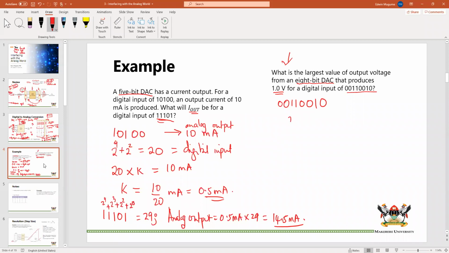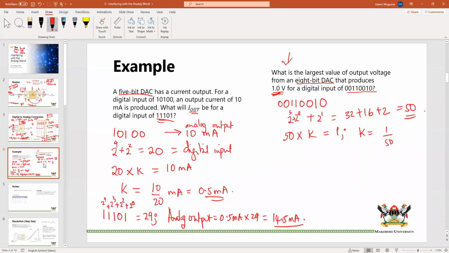00110010. So this is 2 to power 0, 2 to power 1, 2 to power 4, and 2 to power 5. This is equal to 32 plus 16 plus 2, which is 50. So this 50 in digital corresponds to 1 volt in analog. So we can say that 50 times K is equal to 1, or K is equal to 1 over 50.